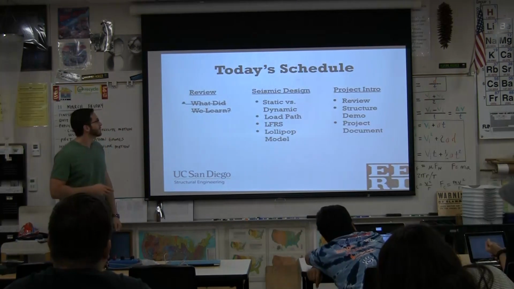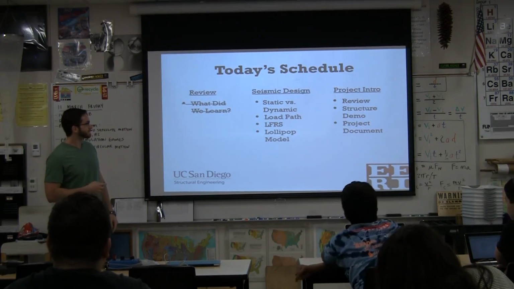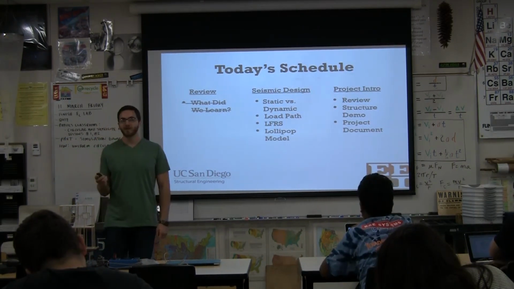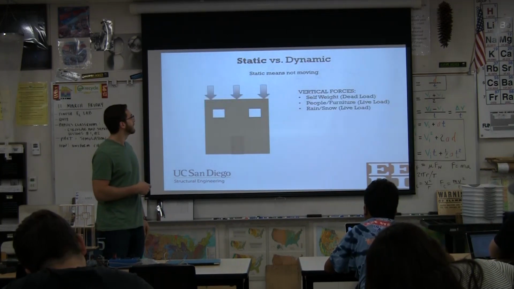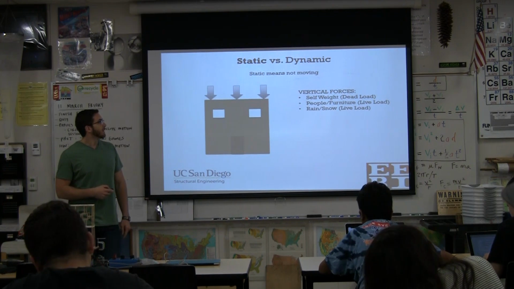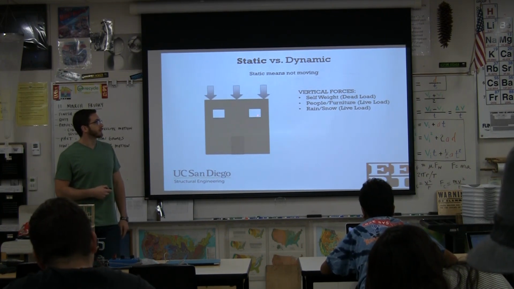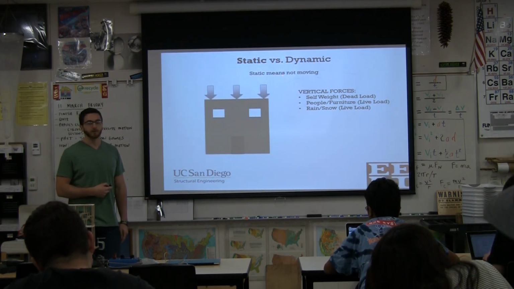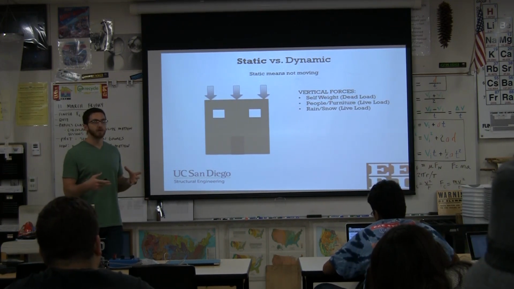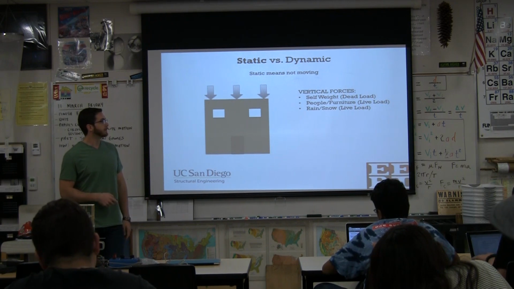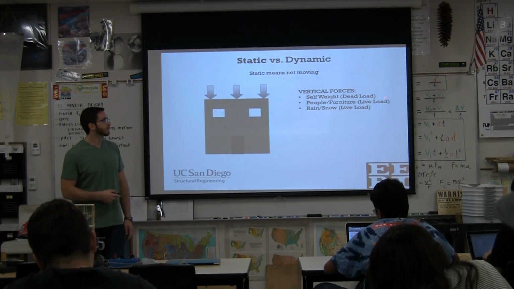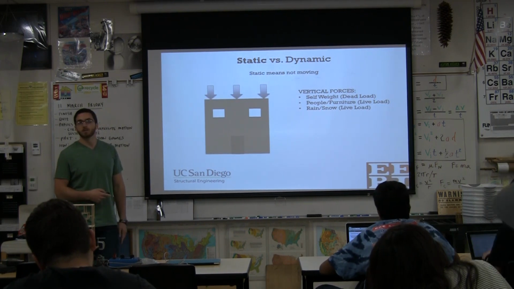Okay, great. So, seismic design. We're going to talk about the difference between the word static and dynamic and what that means for our structure. Okay? So static means not moving. In a static case on our structure, we have different vertical forces. We have the self-weight. That's just the weight of the actual building. That's a dead load. We have people or furniture. Those are live loads. Or maybe rain and snow. Also a live load.